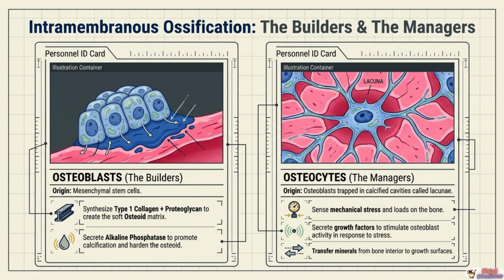Their second critical function is the secretion of alkaline phosphatase, which drives calcification by mineralizing the osteoid. An important clinical correlate: serum alkaline phosphatase is elevated in conditions of high osteoblast activity, including Paget's disease of bone, bone metastases, and during fracture healing. It is a direct biochemical readout of how hard your osteoblasts are working.